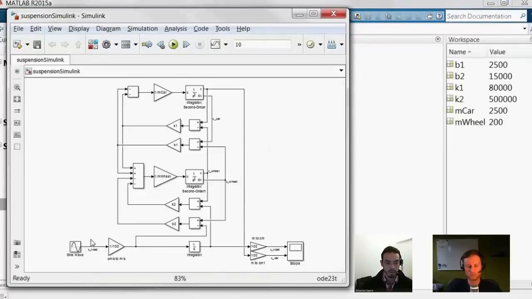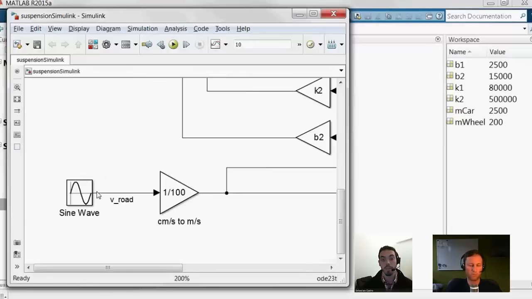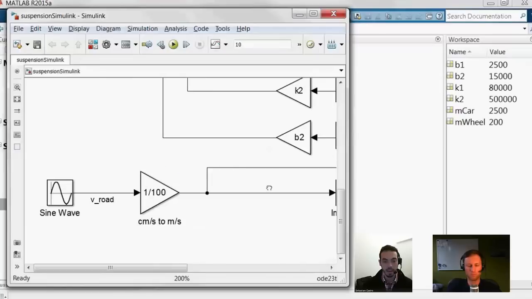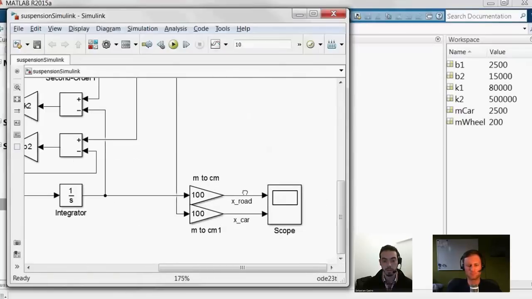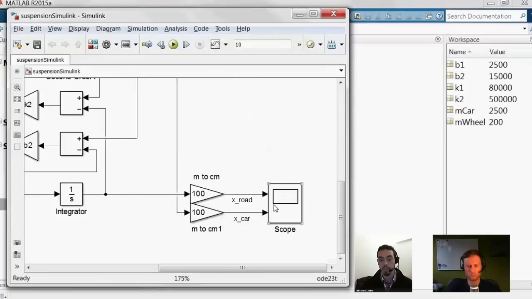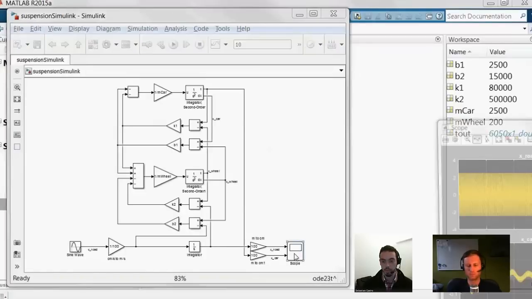What I've provided here is an input, which is right now just a sine wave. This is going to be the velocity of the road that we then convert from centimeters per second to meters per second, just because we like to use SI units as much as possible. After going through the model, we take some of the outputs on the right side, and we have a scope here that gives us the position of the road versus the position of the car, both in centimeters. So I'll just run that and load up my scope.